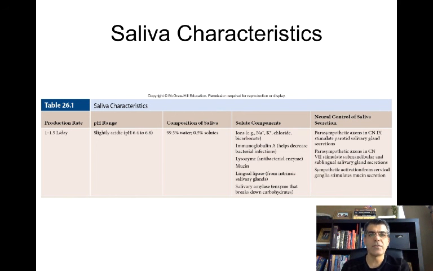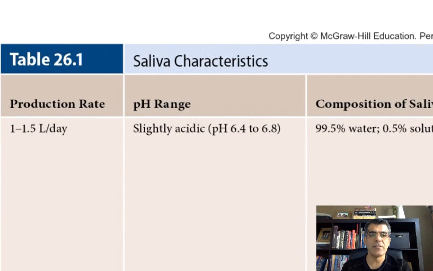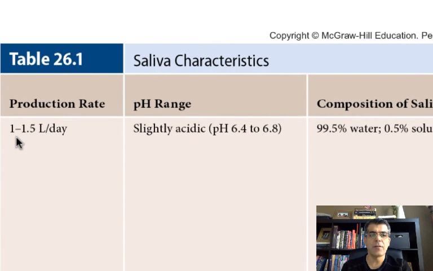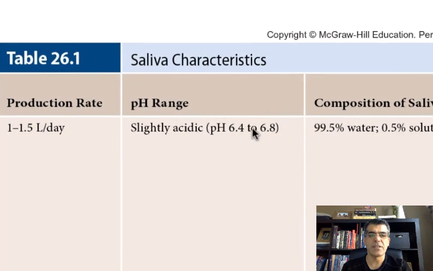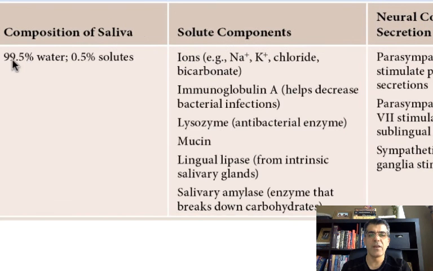Now let's move on and talk about saliva. We have three sets of salivary glands: the parotid gland, sublingual gland, and submandibular gland. But before we talk about those glands, let's talk about the saliva itself. We create around 1 to 1.5 liters of saliva per day. The pH of saliva is slightly acidic, and the majority of saliva is water, 99.5% water. The rest is solutes.